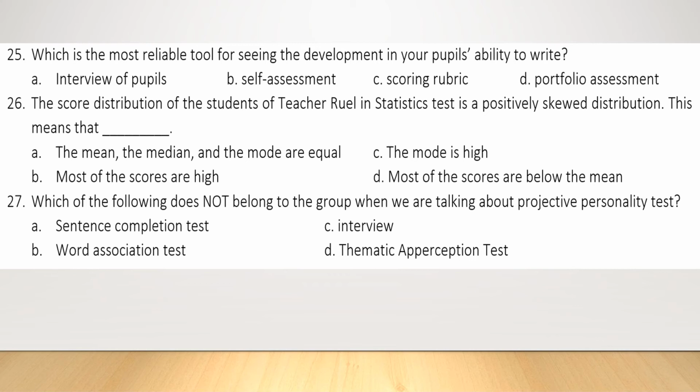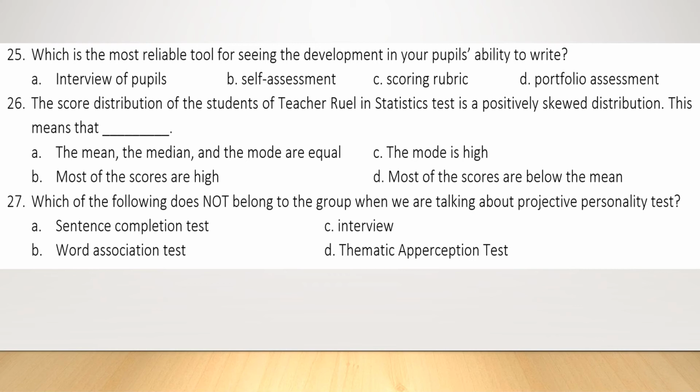But the best and the most reliable tool is the portfolio assessment. Portfolio refers to a collection of students' output. Aron makita nato kung naay progress ang mga bata gikan sa ilang first output up to the most recent output. So, ma-compare nimo siya, ibutang nimo siya sa clear book, para makita sa teacher kung ni-improve ba ang writing ability sa bata. So, the correct answer is letter D, the portfolio assessment.